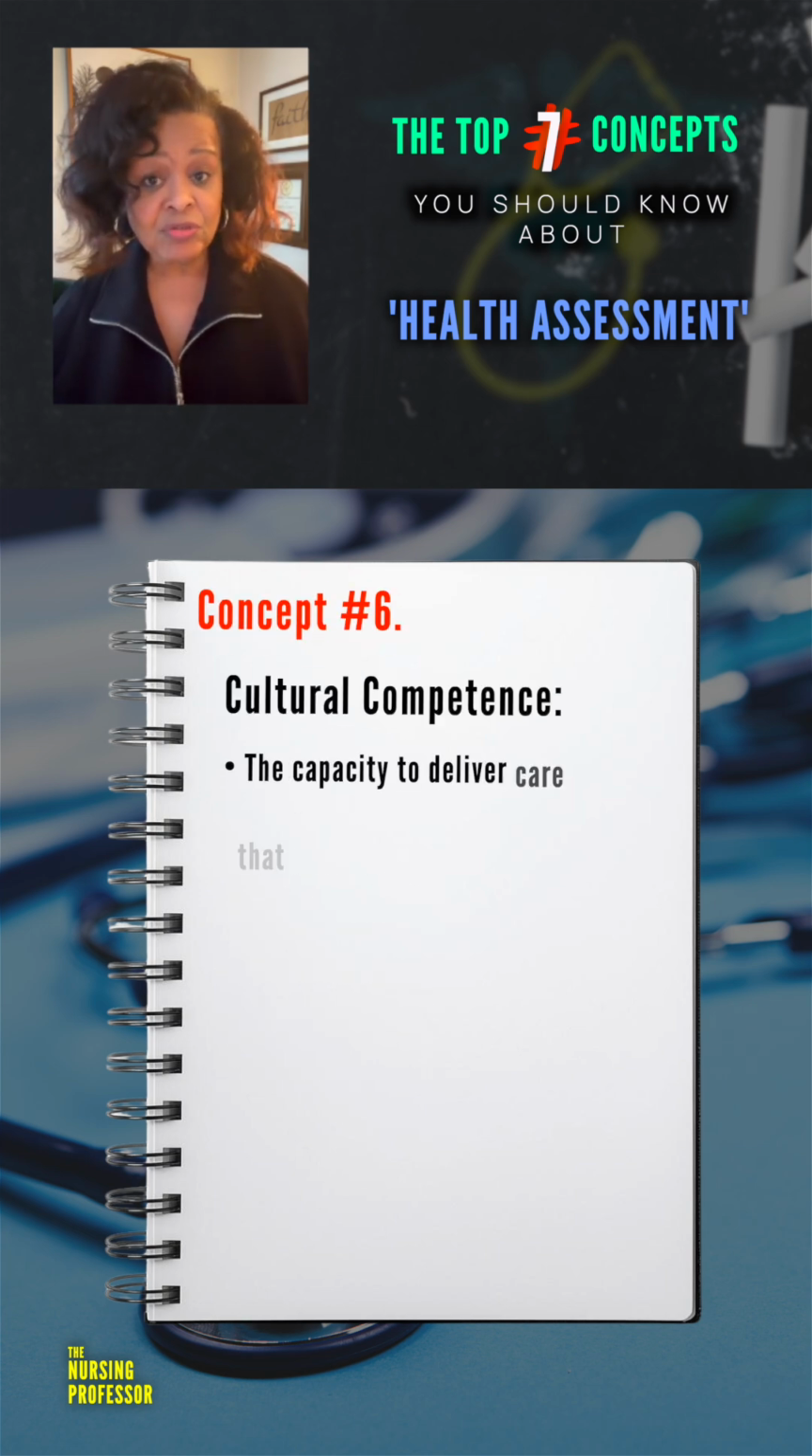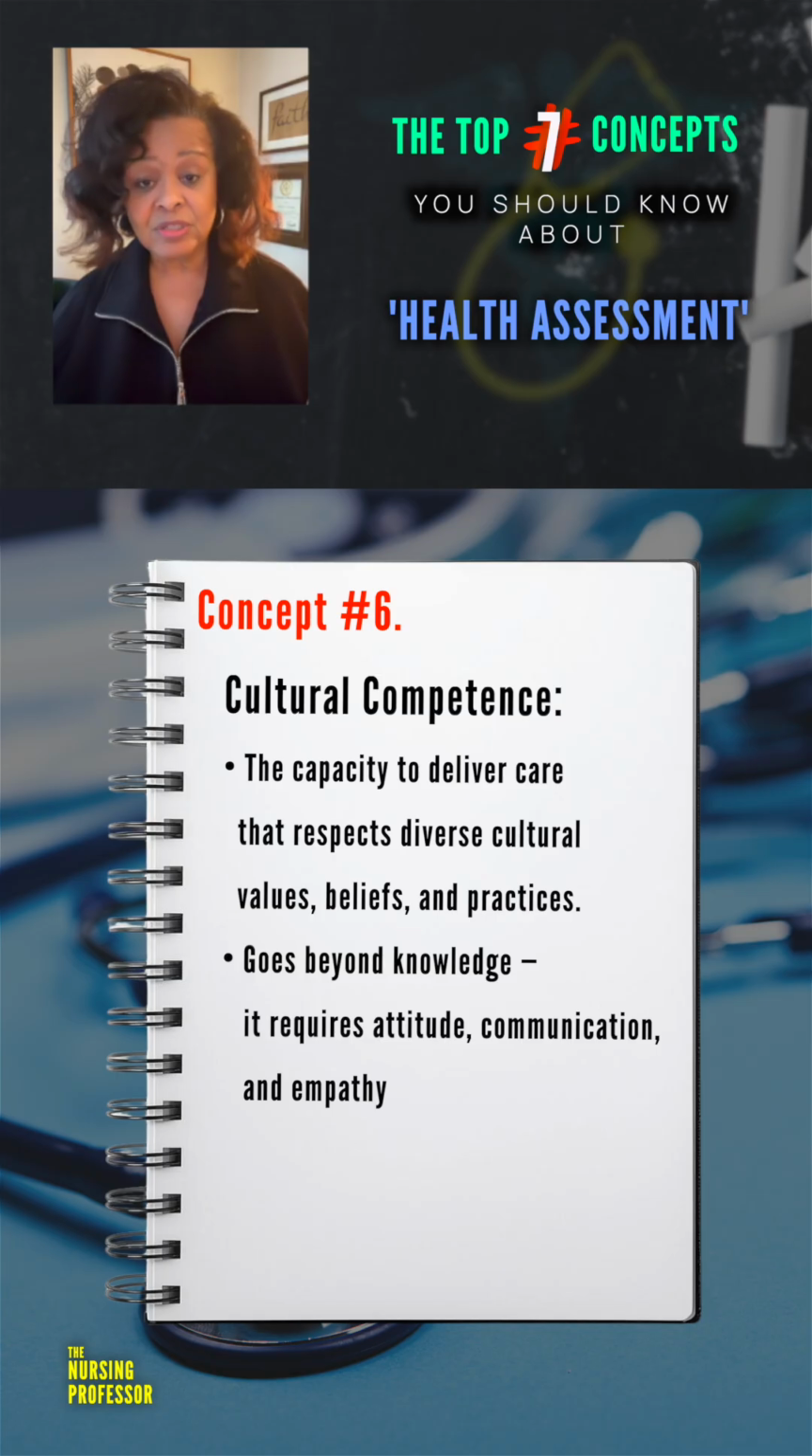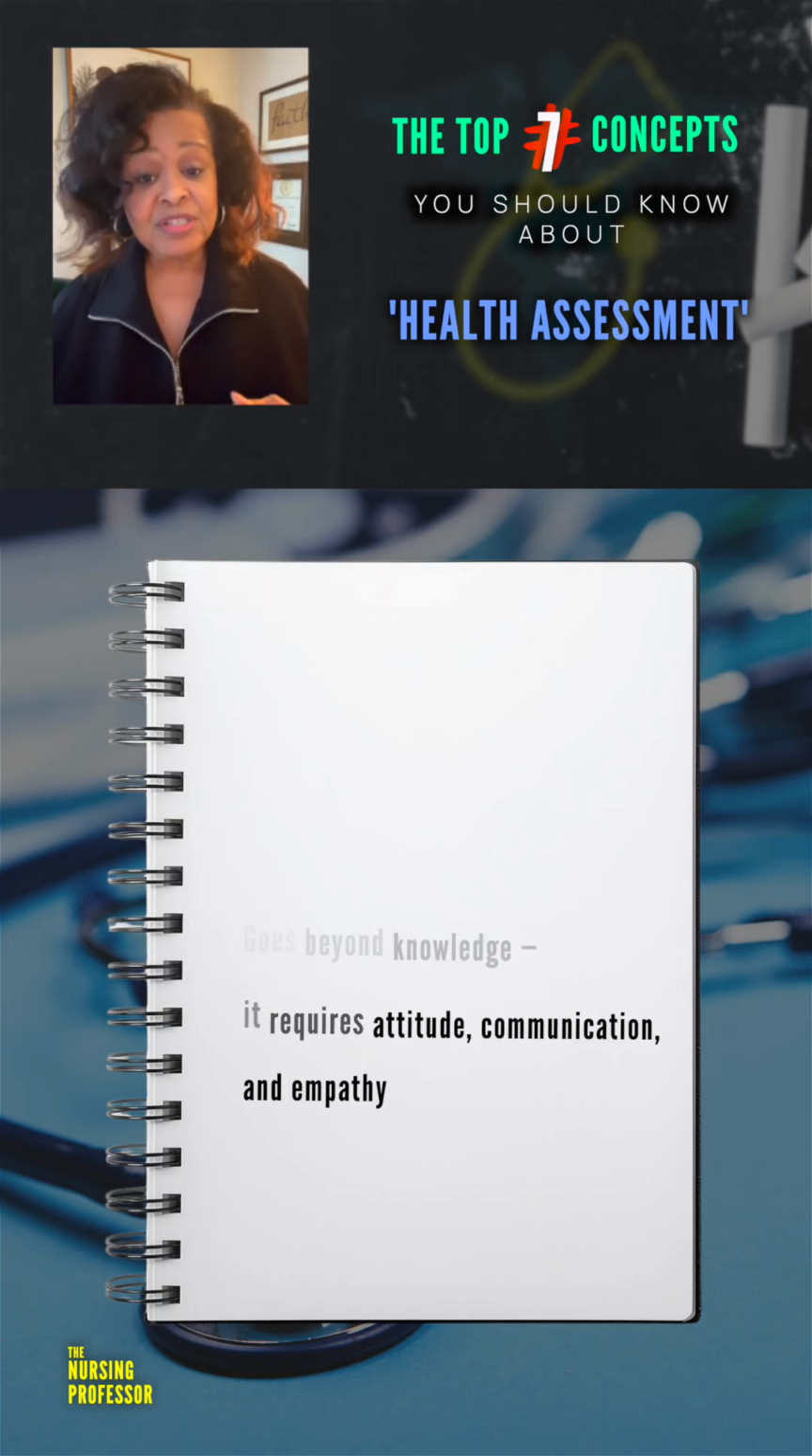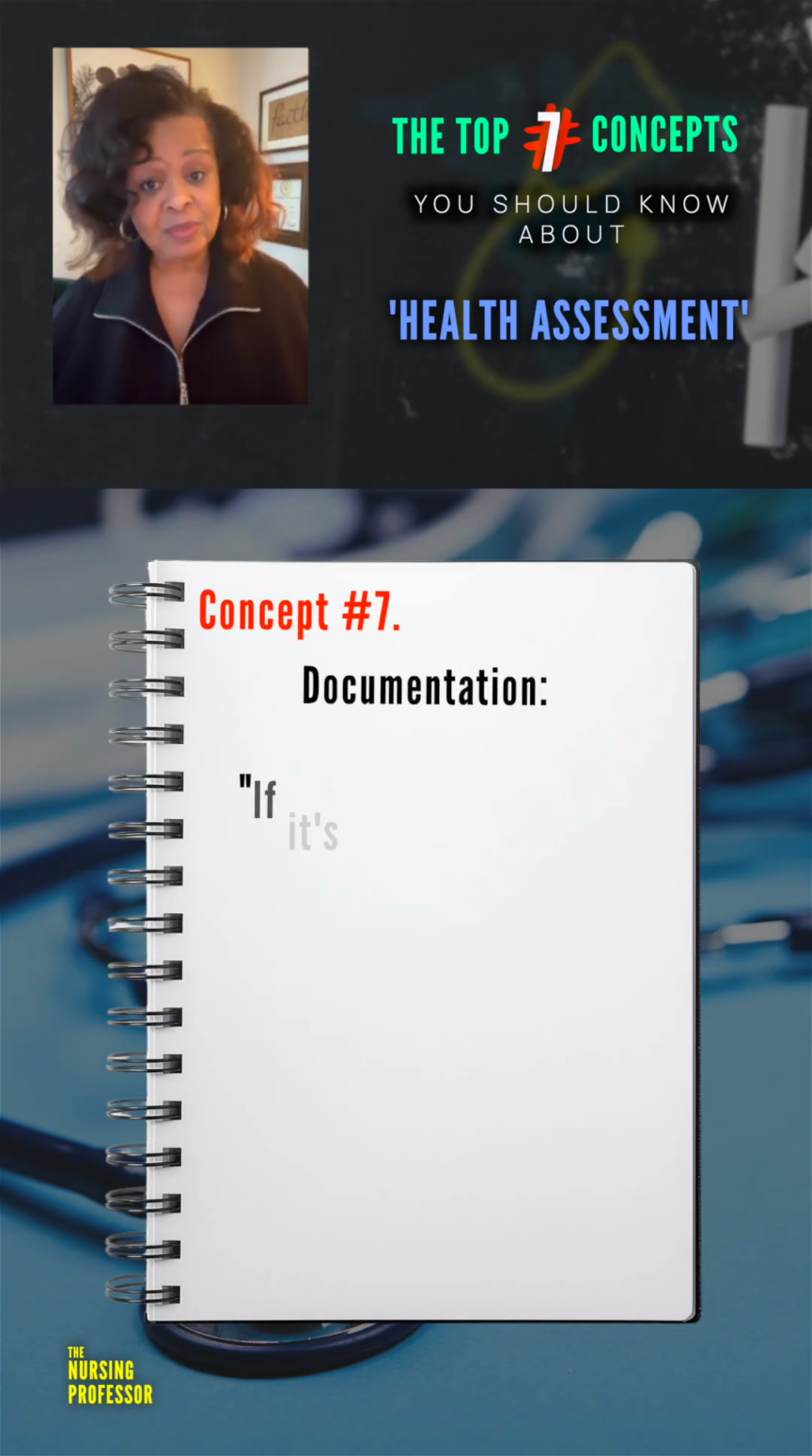Number 6 is cultural competence, where you're always going to consider someone's background, their religious beliefs, things like that. Give your person space and freedom to discuss anything that is culturally sensitive to them or something they want you to be aware of. Number 7, last but not least, if it's not documented, it's not done.